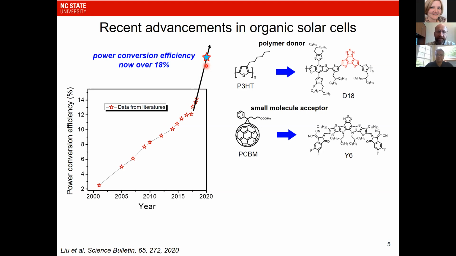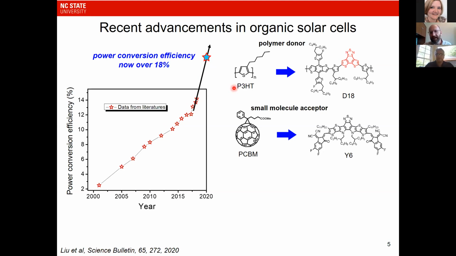And if you compare this to, let's say, silicon solar cells, the record in the lab is around 25%. And in the solar cells you buy, the silicon module is typically less than 20%. So this is starting to really approach commercially relevant efficiencies. And this has been enabled by advances in molecular design.